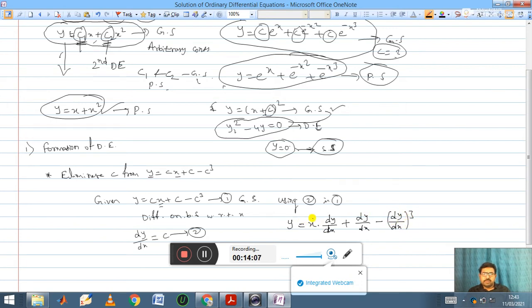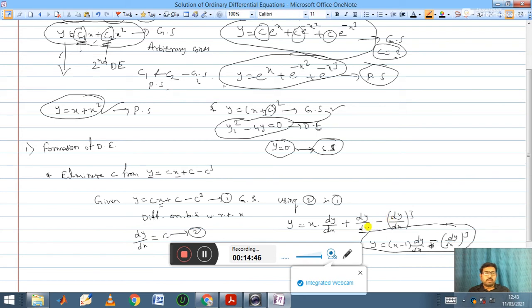Now you see this, you can also write this as y equals, if you take dy by dx common from these two terms, you get x minus 1 into dy by dx minus dy by dx whole cube. This is your differential equation. The differential equation is y equals x minus 1 into dy by dx minus dy by dx whole cube.